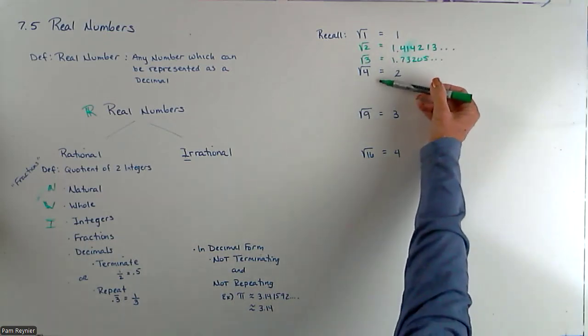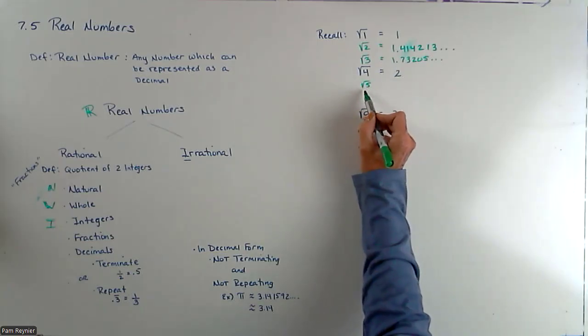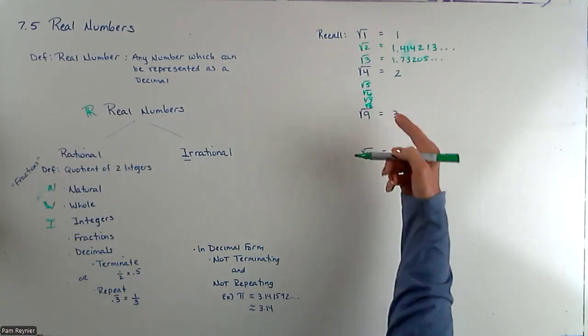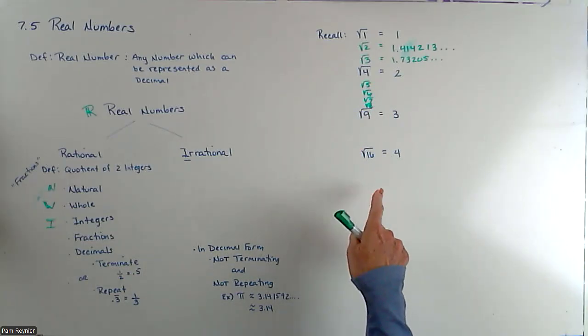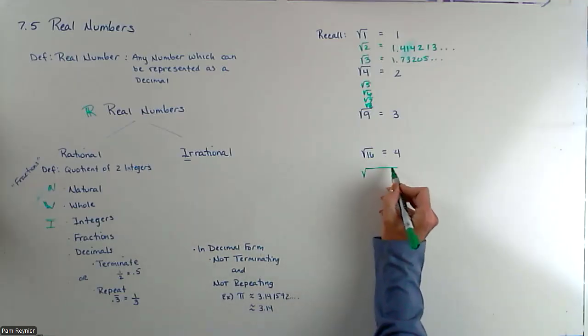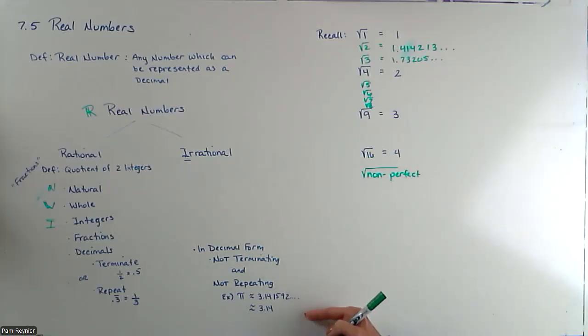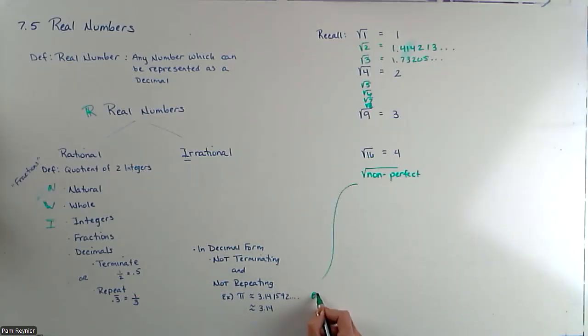It's going to be whatever fills in between these perfect squares. So the square root of 5, square root of 6, square root of 7, square root of 8, all of those are going to be irrational, continuing on. So any square root of a non-perfect number is also irrational. So you could put that down here as another example.